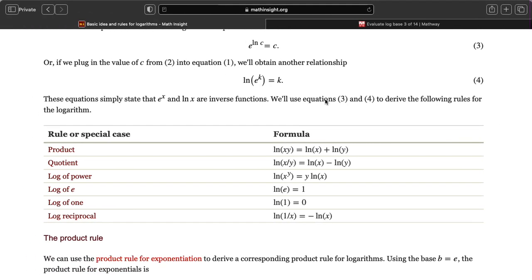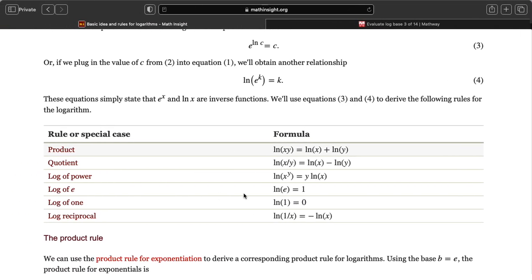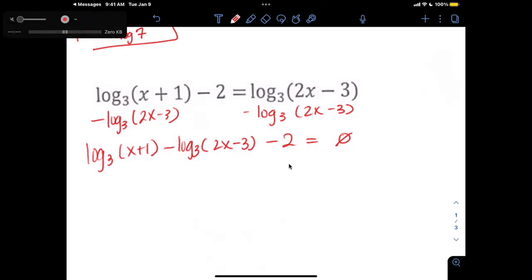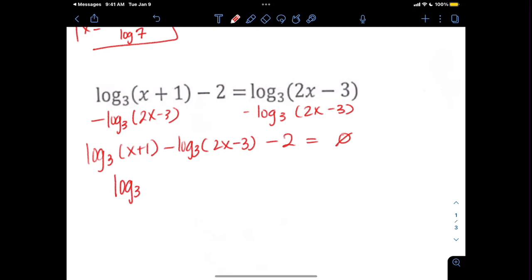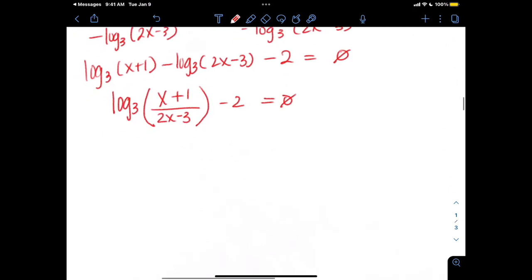Okay, now if I go back and look at my rules, I see here that these guys are subtracting, they have the same exact base. So subtracting, same exact base here, right? That means that I can put them into one log by themselves, dividing. I'm going to move this 2 over.